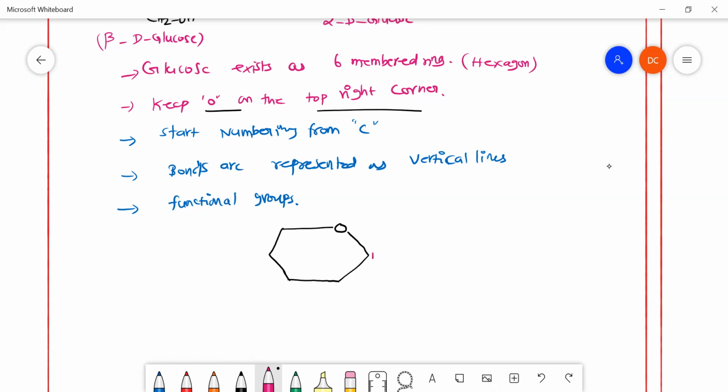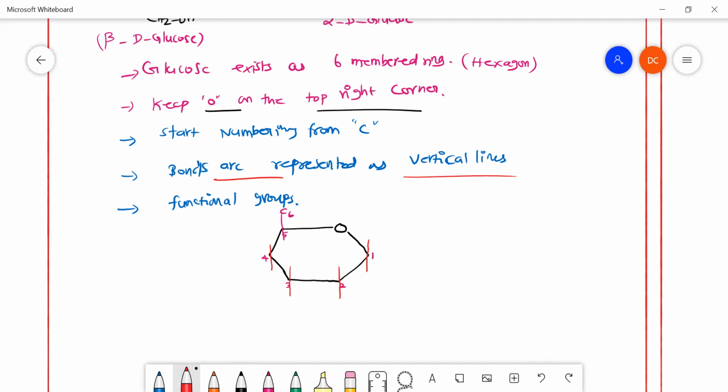This is carbon number 1. This is carbon number 2. This is carbon number 3. This is carbon number 4. This is carbon number 5. Then I have to keep carbon number 6 here. This is carbon number 6. Then I have to give the bonds. Bonds will be given in vertical lines: 1, 2, 3, 4, again 5, 6.